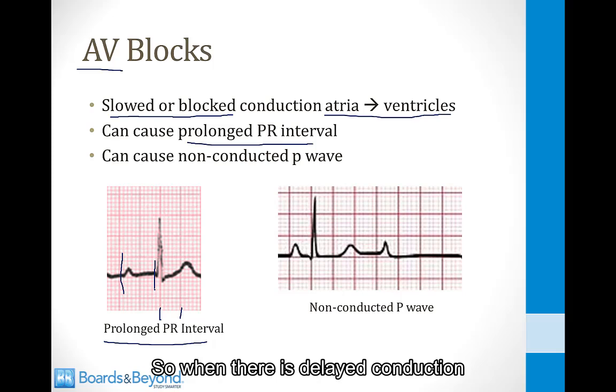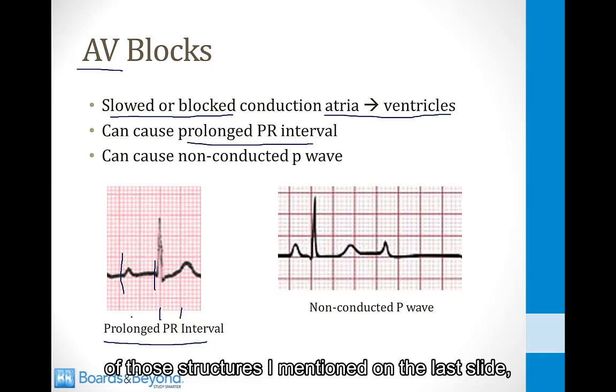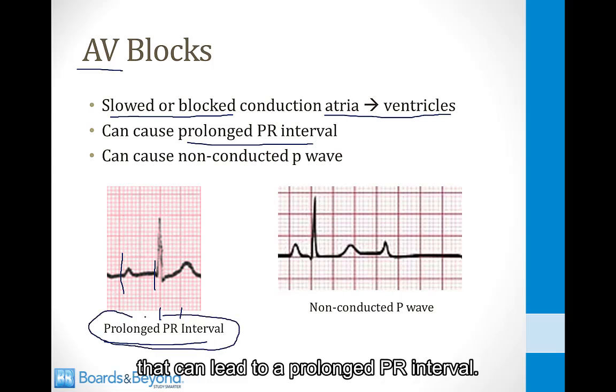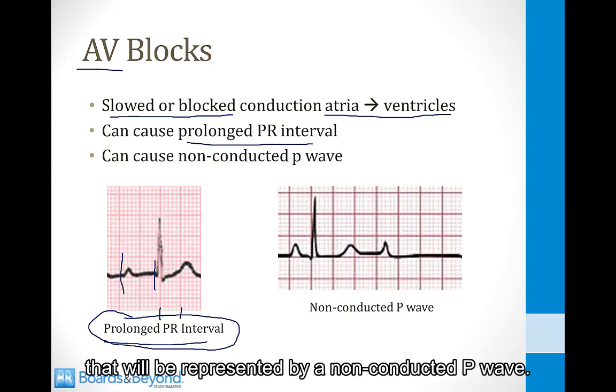You can see that the PR interval on this EKG is almost two big boxes wide, so it's very prolonged. So when there is delayed conduction between the atria and the ventricle through any of those structures I mentioned on the last slide, that can lead to a prolonged PR interval. Now, if the block is severe, then it can lead to a lack of conduction between the atria and the ventricles, and on the surface EKG, that will be represented by a non-conducted P wave.